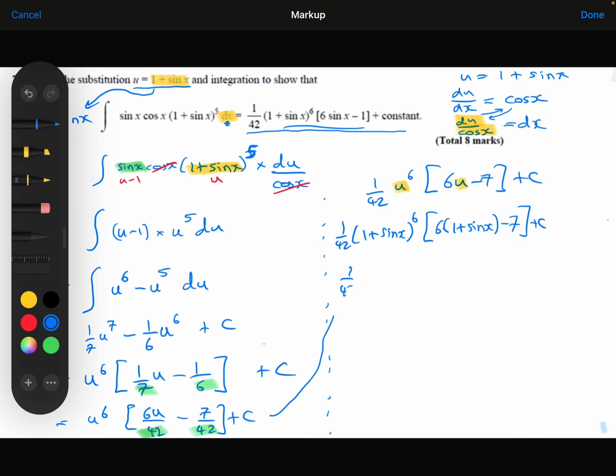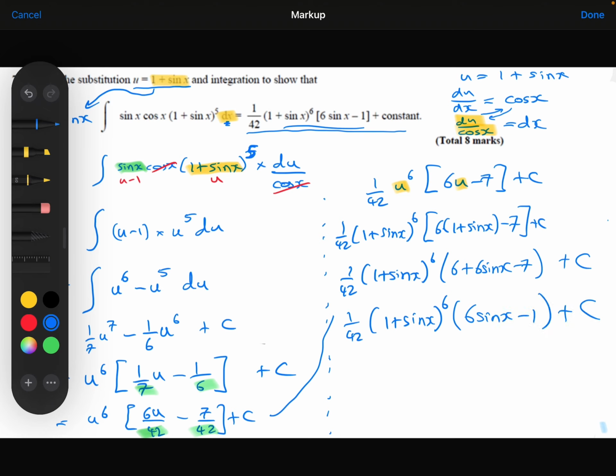Now just simplifying those square brackets, we've got 6 times 1 is 6, 6 times sine x is 6 sine x, minus the 7, and we can collect those like terms together. The 6 minus 7 is minus 1, so 6 sine x minus 1, and this was what we needed to show.